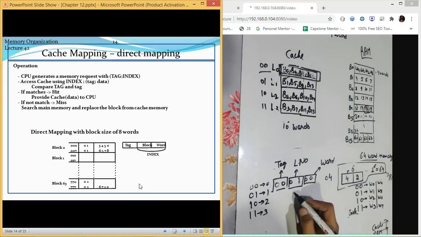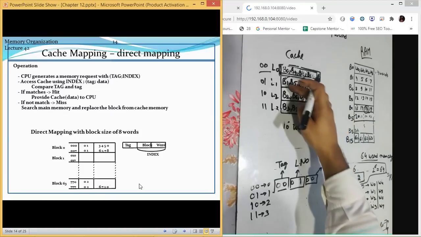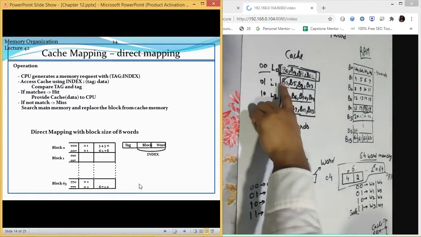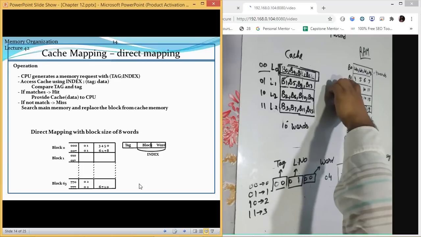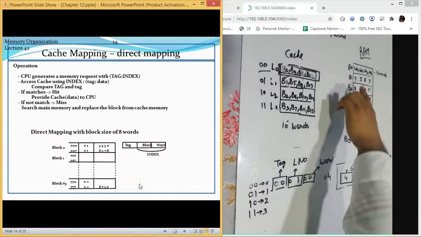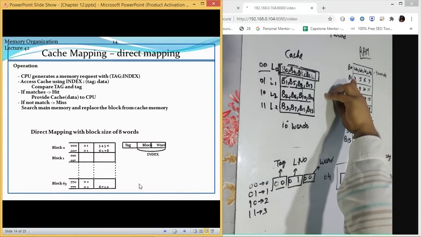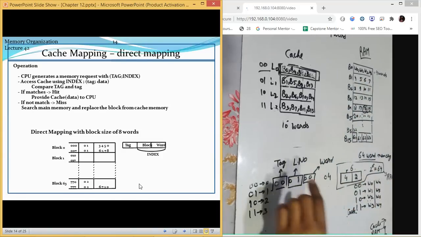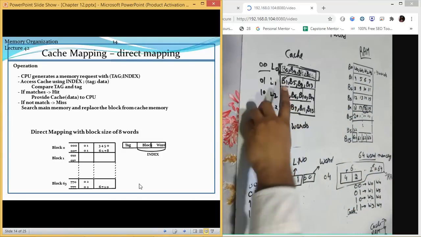So this is for block 1. And what is the word? Word is 0. So let us check block 1, word index 0. So what is the value? 4. What is the value here in the first place? 4. So this is how we are going to search it. This was how we can search it inside the cache.